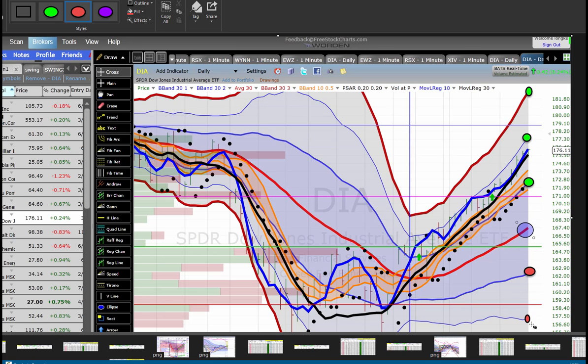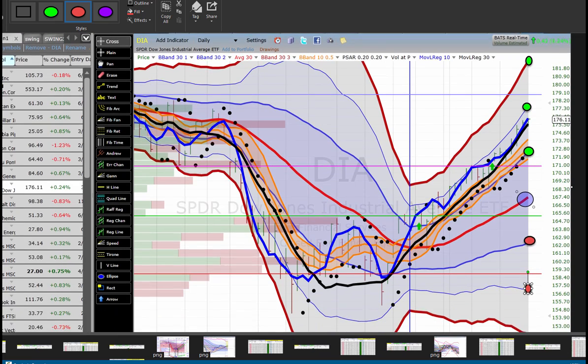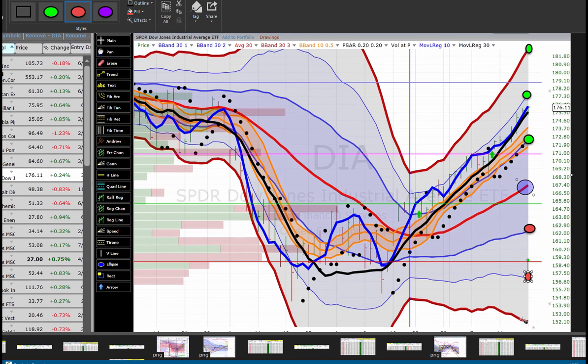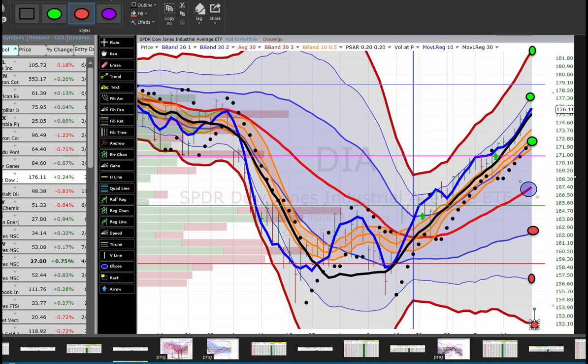Z minus 1, Z minus 2, and Z minus 3. So really what I'd like you to think about is that each one of these is a vertical slice of that time, and the lines are simply connecting the dots between these measured distances away from the mean. And this sets up like a little health check or a little thermometer ladder, if you will.